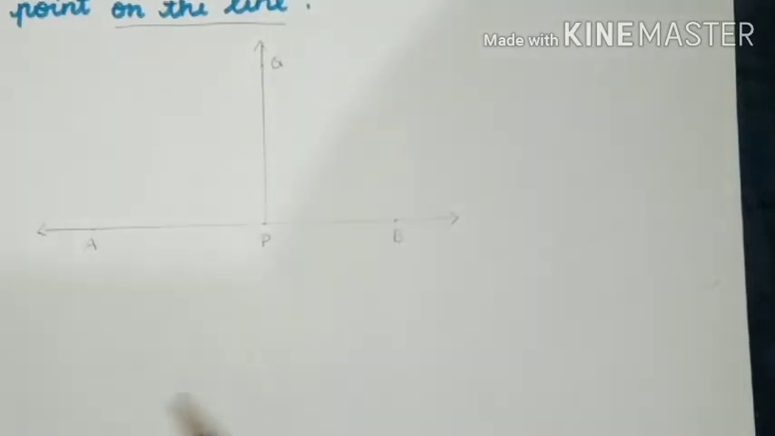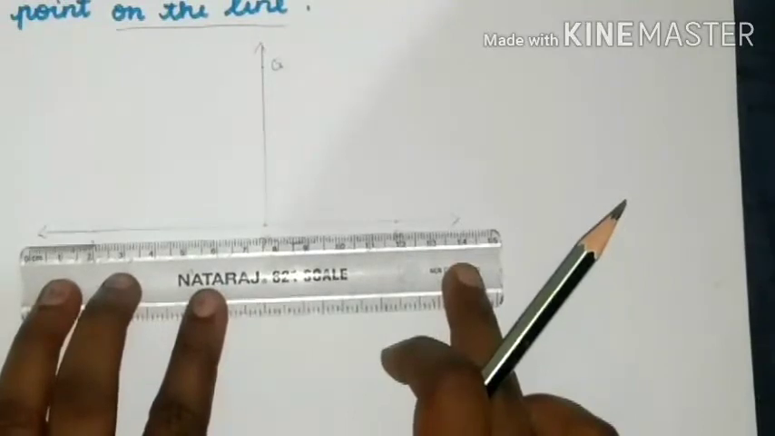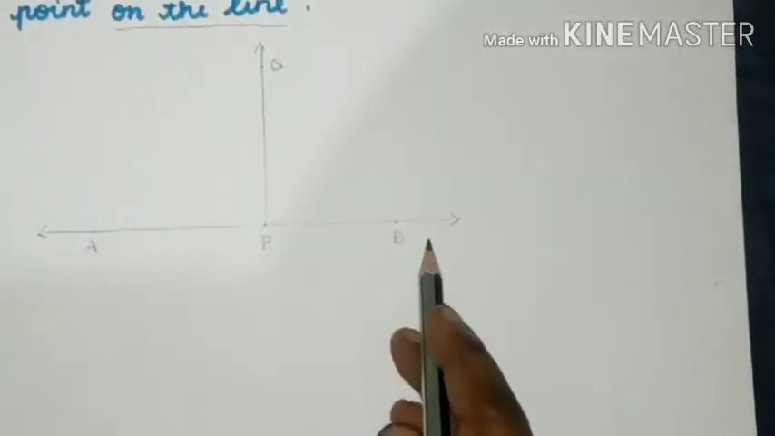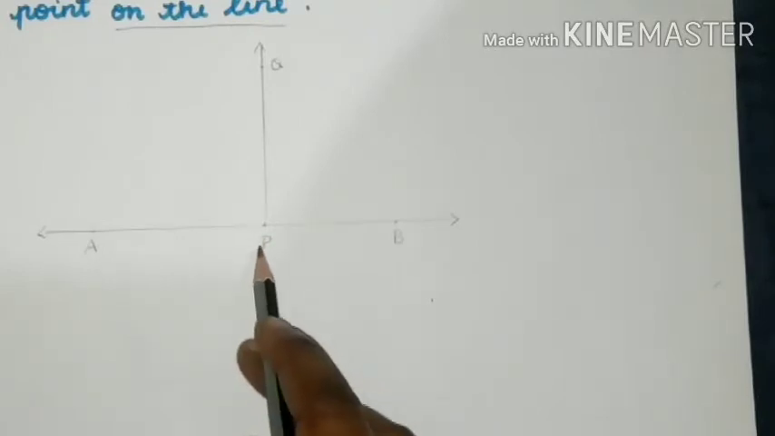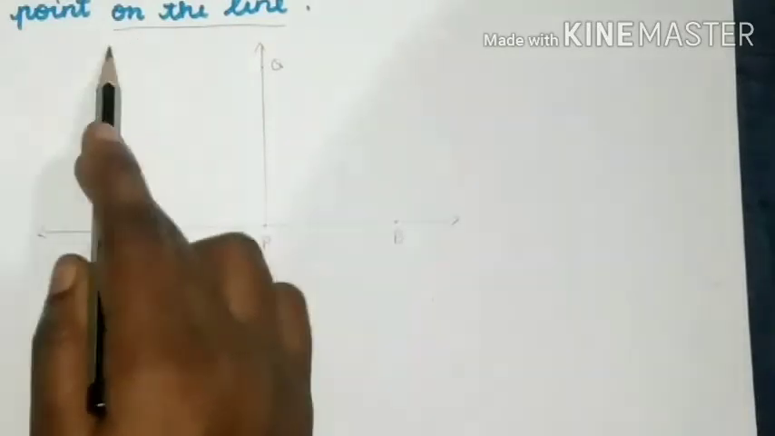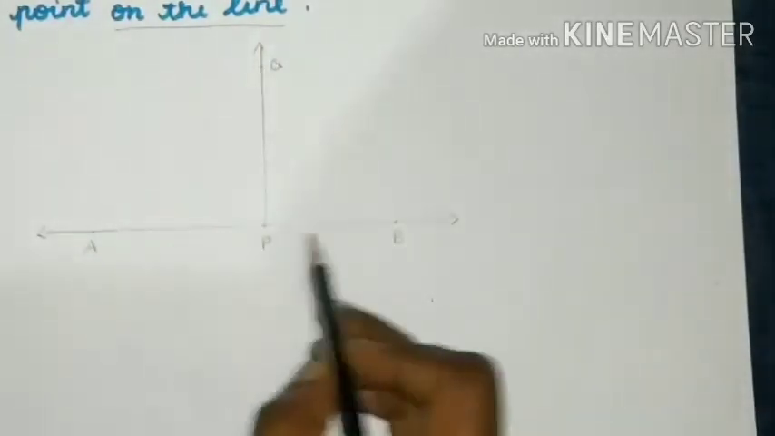Students, it's clear, no? First you have to draw the line using the ruler. Then you have to mark point A and point B here. After that you have to mark point P anywhere on the line, because in the question it is given that it is on the line. You can mark any point on the line.